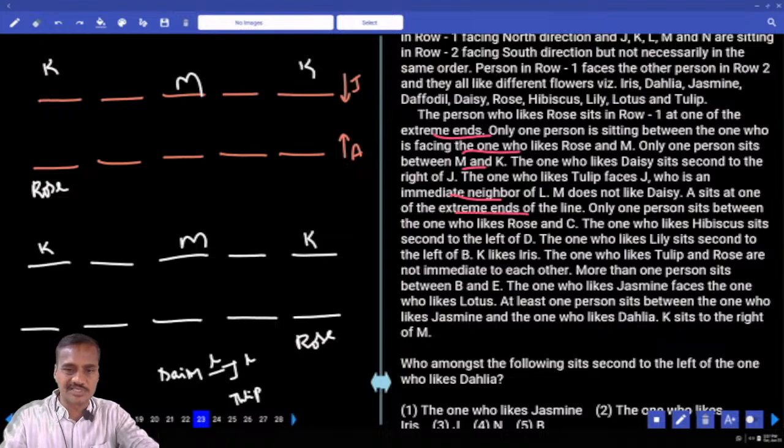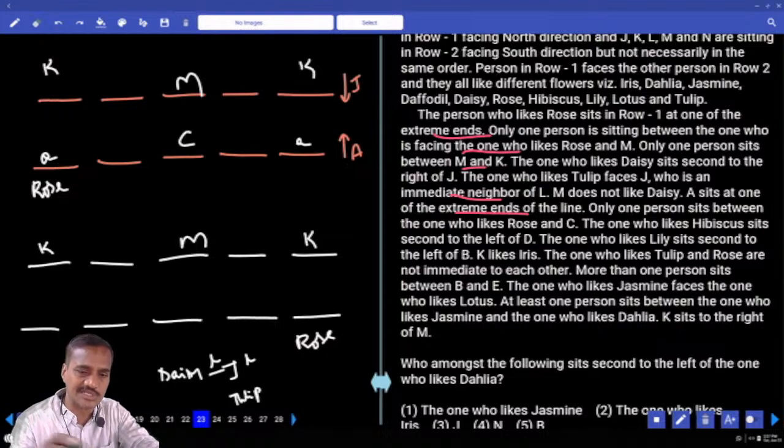A sits at one of the extremes of the line. A can be here or A can be here. And next, only one person between B and C. There is exactly one person between B and C.